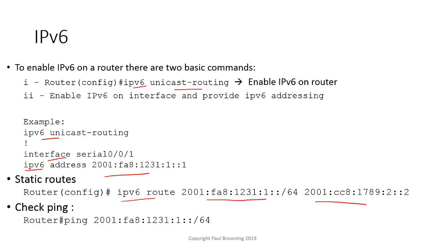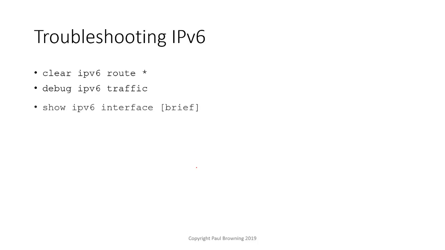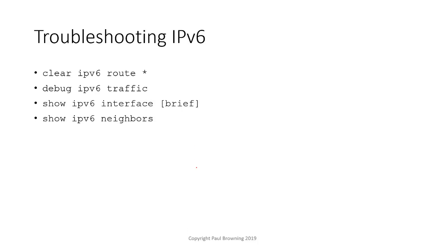IPv6, there's a ping command here. I have to try this out. Actually, I think I should have added the CIDR there on the end of that. Troubleshooting, here's a few commands. When you're doing your labs, please issue these commands on your router to check the output and see what you get.